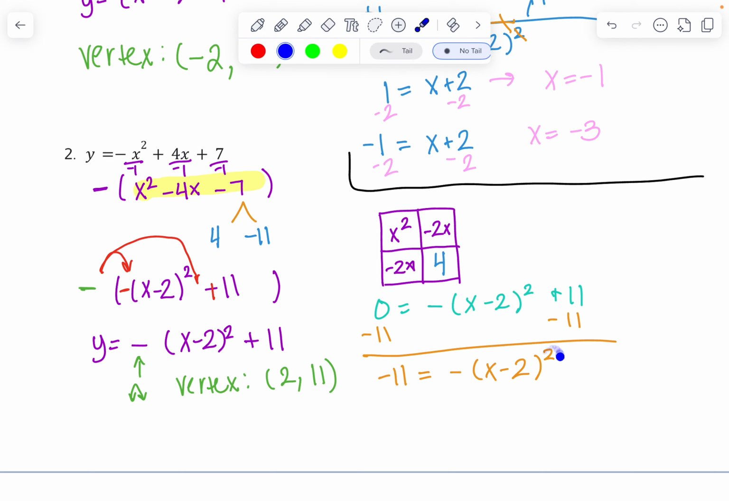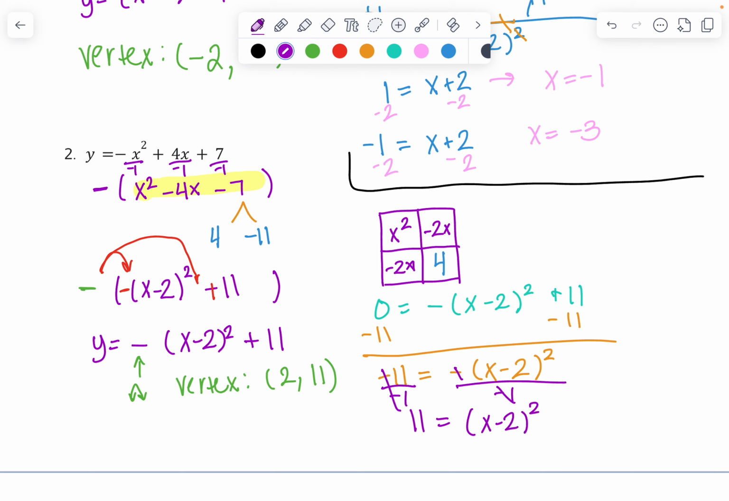And before we can undo this square, we need to get rid of this negative, because right now, if I were to square root, we would have some problems, right? If you put square root of negative 11 into your calculator, it's going to give you a domain error because we can't take the square roots of negative numbers. But if we notice, we have negatives on both sides, so we can actually divide by that negative 1, which means now these are positive and this is positive. So 11 equals x minus 2 squared.